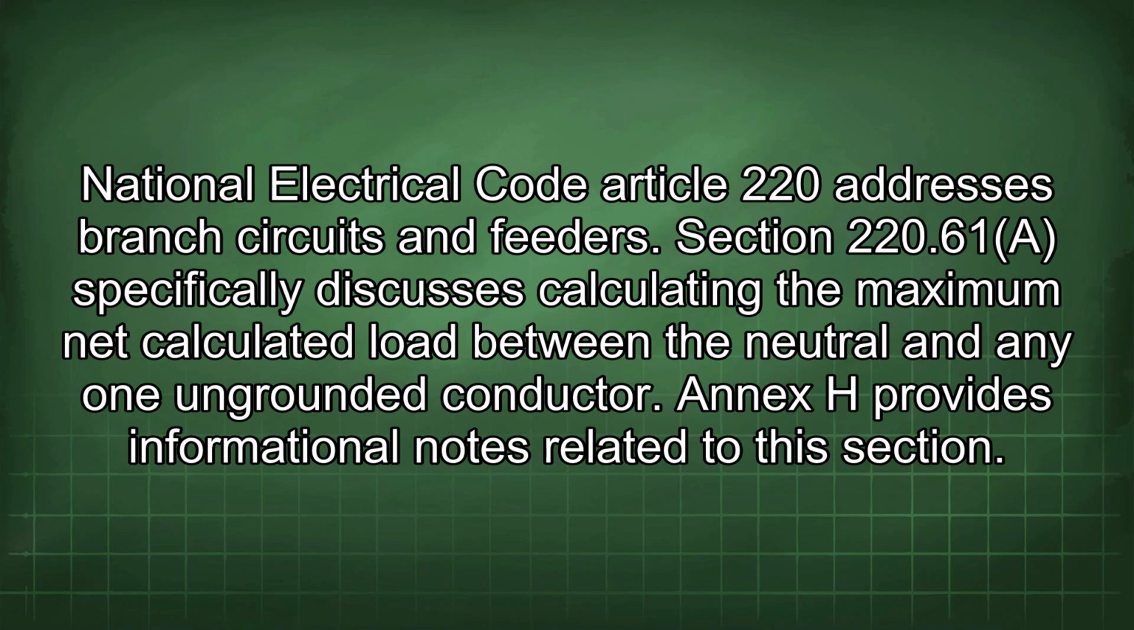National Electrical Code Article 220 addresses branch circuits and feeders. Section 220.61 specifically discusses calculating the maximum net calculated load between the neutral and any one ungrounded conductor. Annex H provides informational notes related to the section.